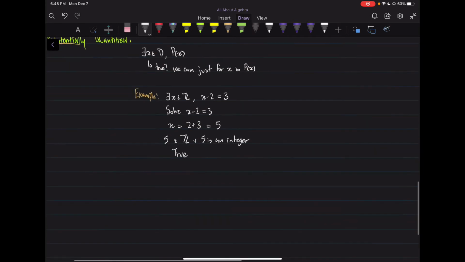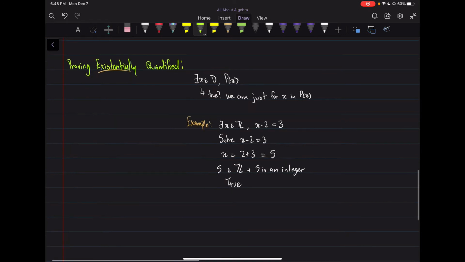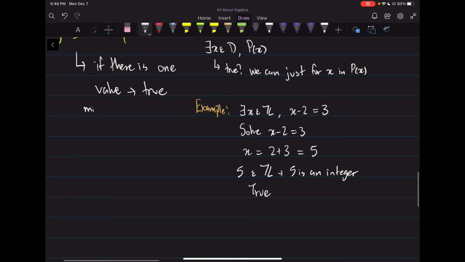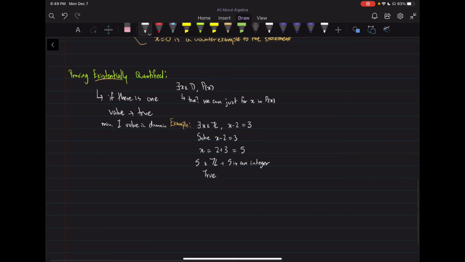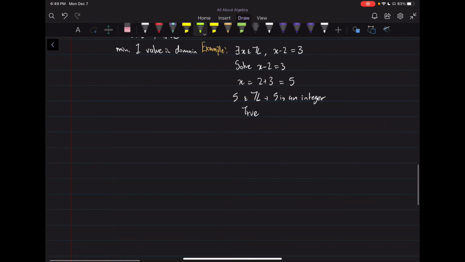So it's easy to prove an existentially quantified statement because if there is one value, then it's true. So as long as there is even one value, a minimum of one value in the domain that proves it to be true, this statement will be true.